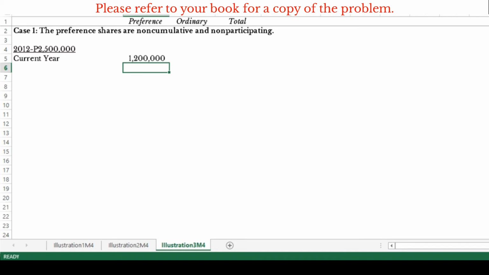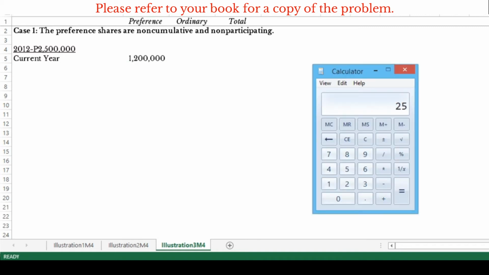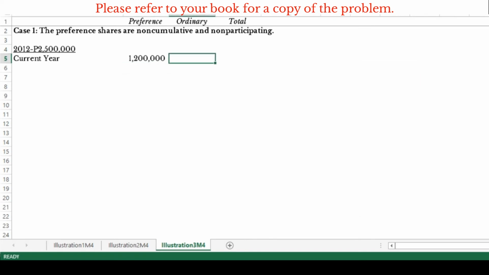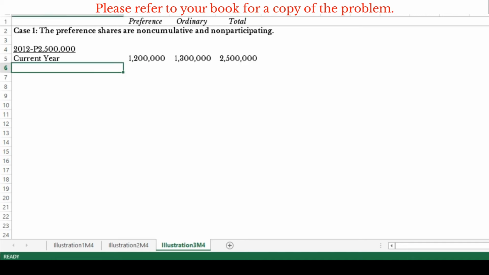Yung tira, di ba, meron pa tayong natitira. 2.5 yung total na dineclare. Tapos, 1.2 yung napunta sa preference. So, magkano pa yung natira? 1.3, automatically, mapupunta na yun sa ordinary shares. Okay, so ang total dividend na ating binigay is of course 2.5 million. So yan na yung total dividends na na-receive ng preference and ordinary shares for 2012.